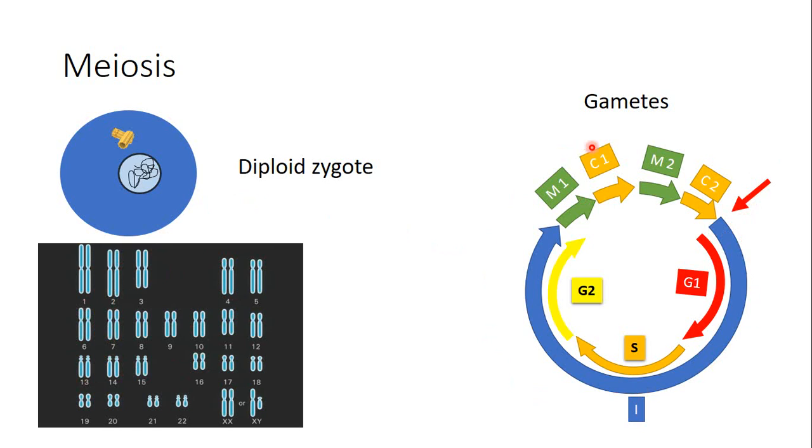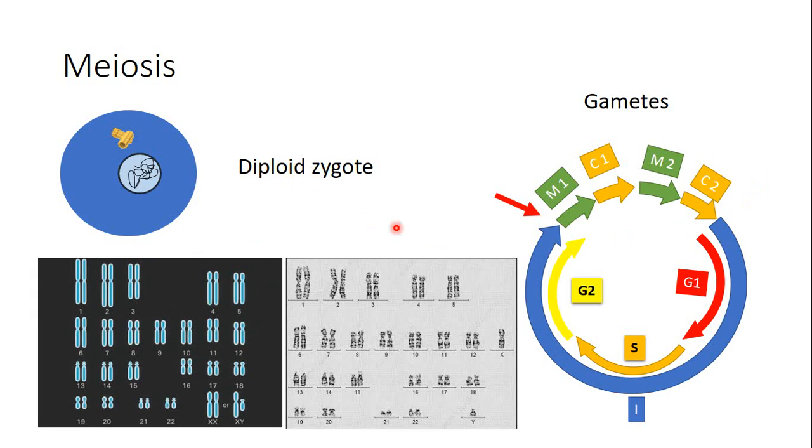Now I will summarize to you what happens. At the beginning of the interphase, I had a diploid cell. Then at the end of the interphase, I got also a diploid cell, but the chromosomes are doubled. So every chromosome is made up of two sister chromatids.